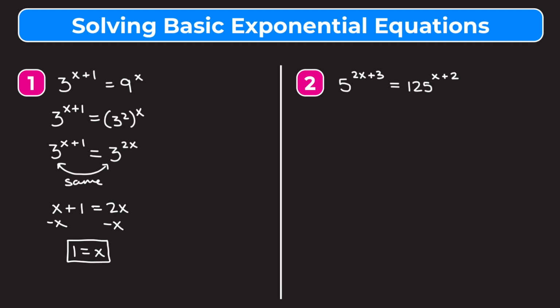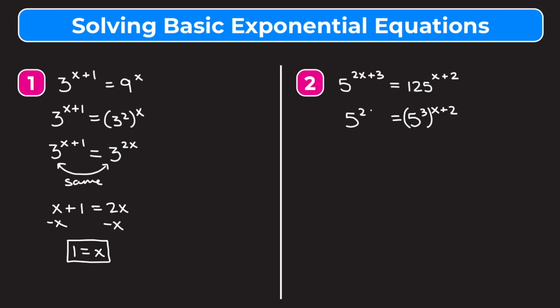Taking a look at example 2, we have something similar. We have 5 to the 2x plus 3 is equal to 125 to the x plus 2, and we're going to do the same thing. So we can rewrite 125 as 5 to the third power, and we're going to keep the left side of our equation as it is.